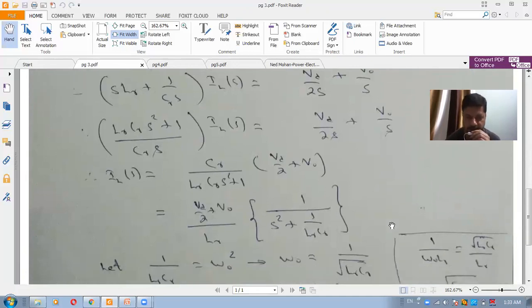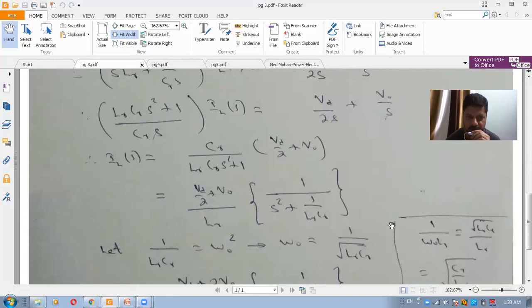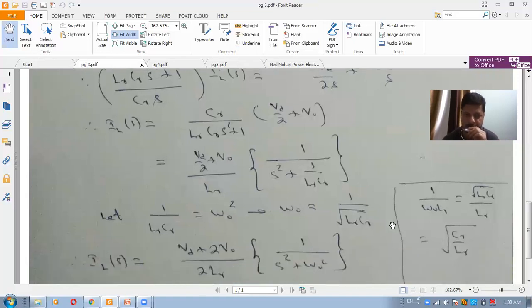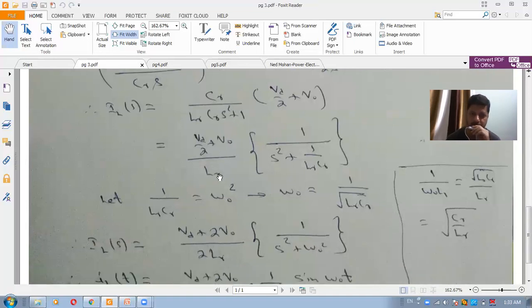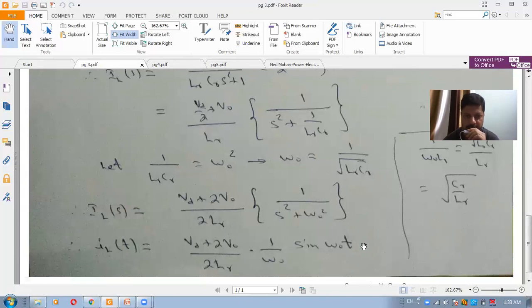Once again, as we had done previously in the basic resonance circuits, we let 1 upon LR CR be equal to omega 0 squared. It means that omega 0, that is the resonant frequency, is 1 upon under root of LR CR. So if we substitute that, then IL of S is equal to Vd plus 2V0 divided by 2LR into 1 upon S squared plus omega 0 squared. If we take the Laplace inverse, then IL of T will be equal to Vd plus 2V0 upon 2LR, and Laplace inverse of 1 upon S squared plus omega 0 squared will be equal to 1 upon omega 0 sine omega 0 t. I have written IL of T there. I could have written IL as a function of omega t also there. It could have been the same.